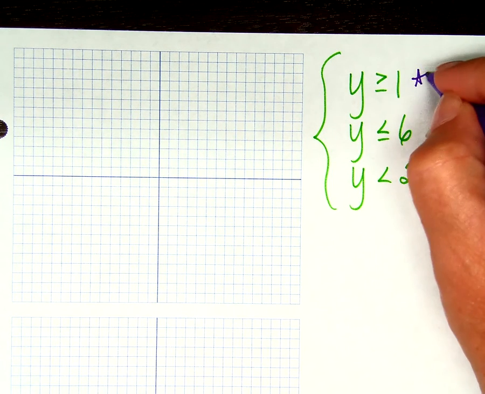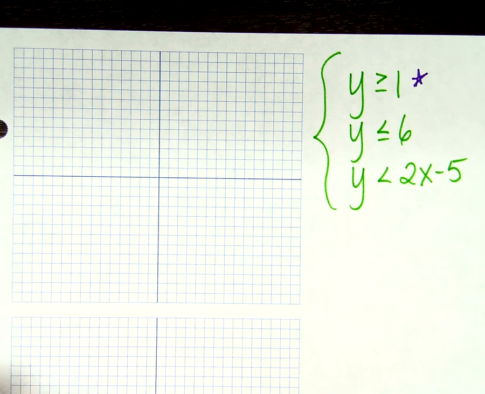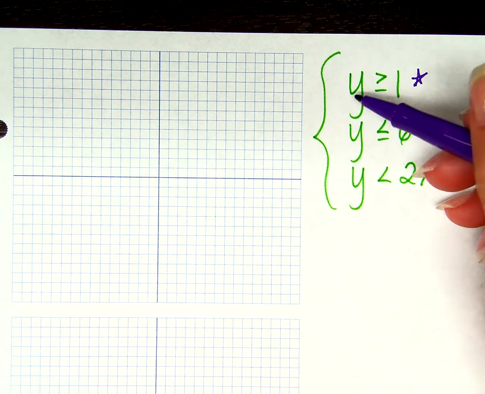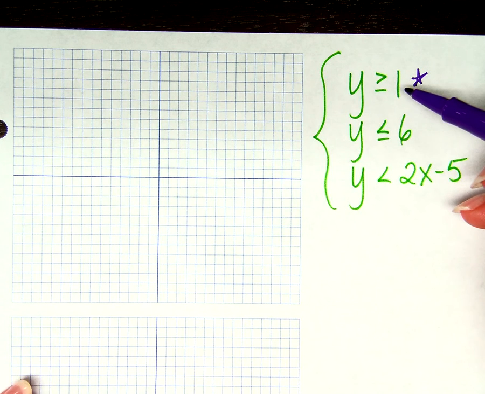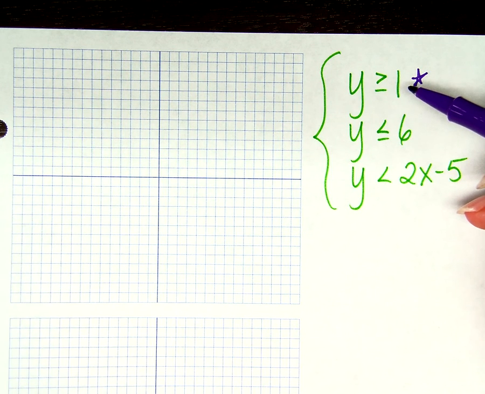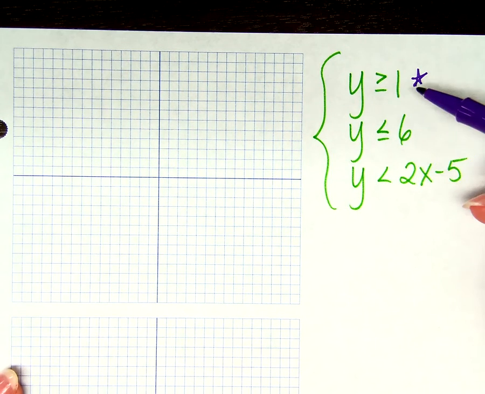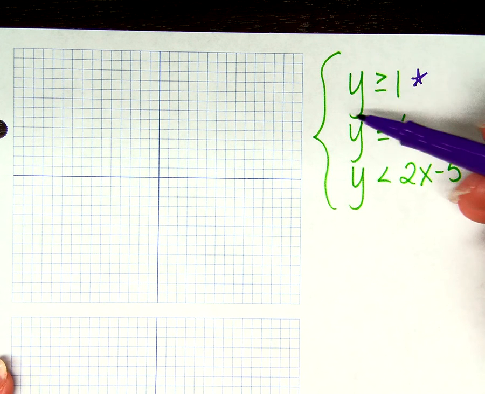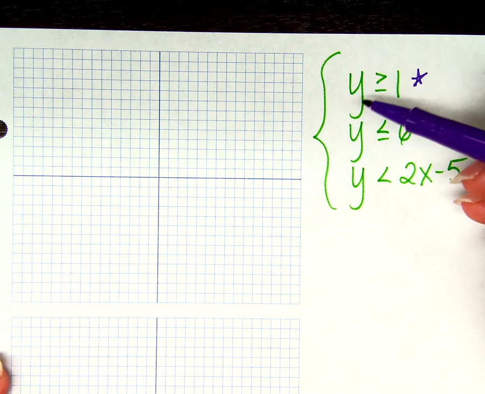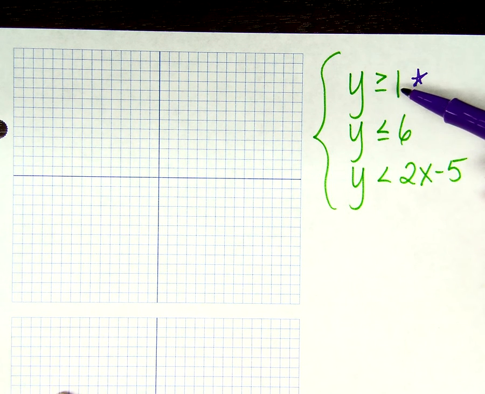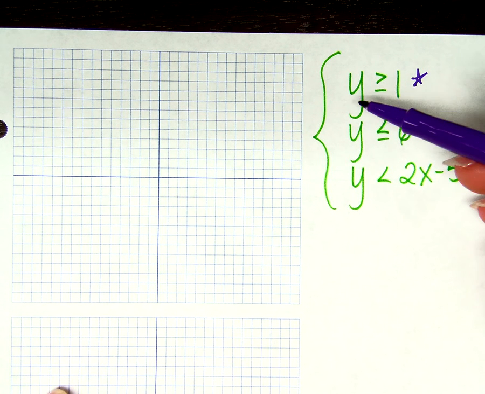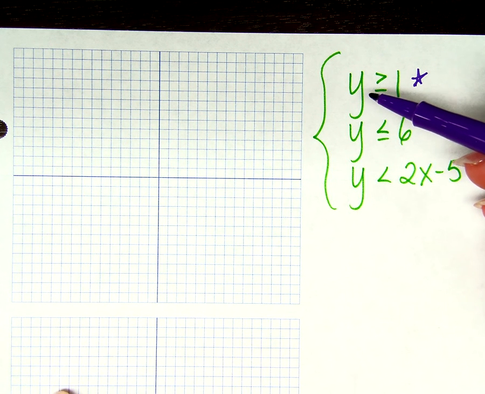I'm going to graph the first one in purple. Okay, how do I graph the line y equals 1? It's a line. If it's a line, and it only has one variable, it's telling you which axis it's crossing and where. Which axis is this crossing? The y. Where is it crossing the y?